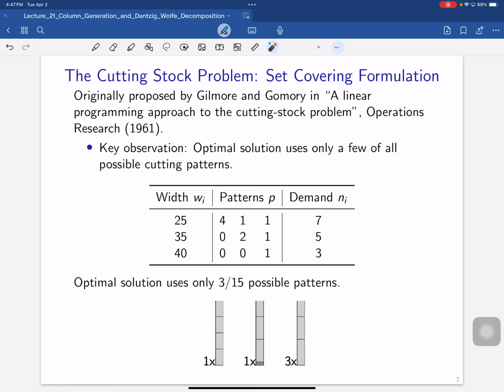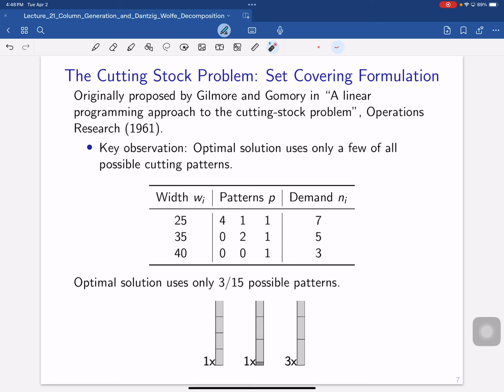And the third cutting pattern is the following. You get 1 25 inches, 1 35 inches, and 1 40 inches. You can find those cutting patterns from this figure here. The first one, you just uniformly cut this paper roll into 25 inches, and in the second one, you get 1 25 inches and 2 35 inches, and in the third, you do it differently. So people have found out that in the optimal solution of this problem, all the patterns that were used are these only 3 cutting patterns.